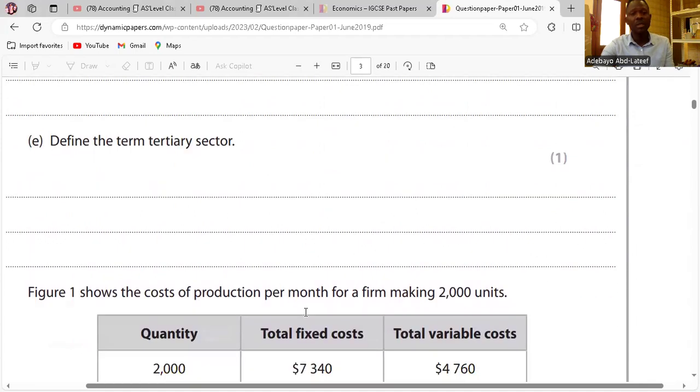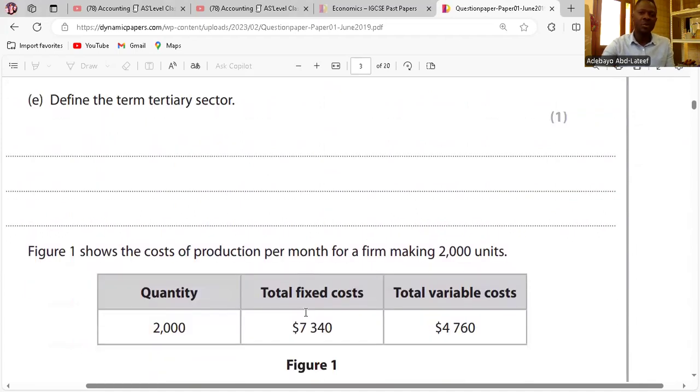No, question E, sorry. Define the term tertiary sector. When we talk about the tertiary sector, we're talking about the sector of the economy that provides services. Examples: retailing, insurance, banking, tourism. These are the tertiary sector. Clear? Move on.